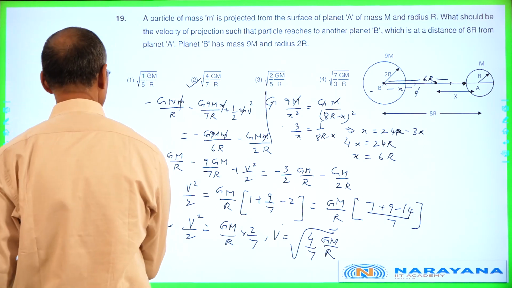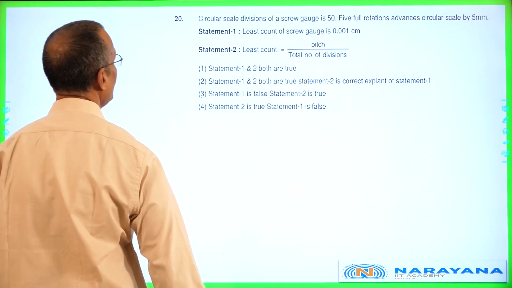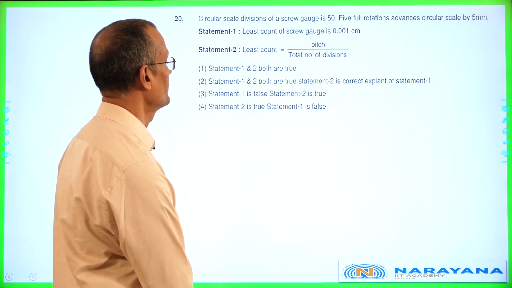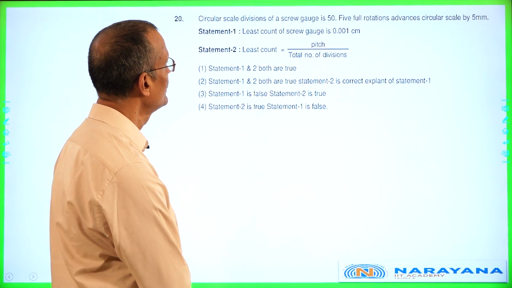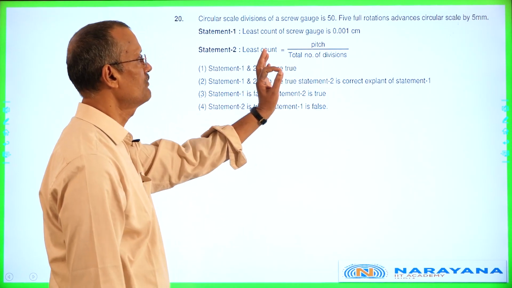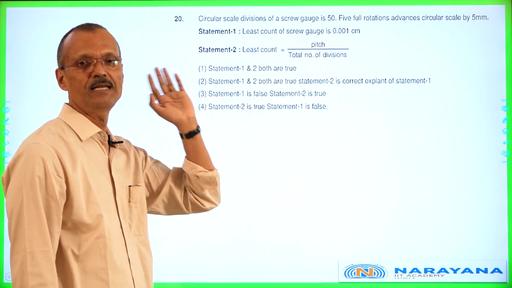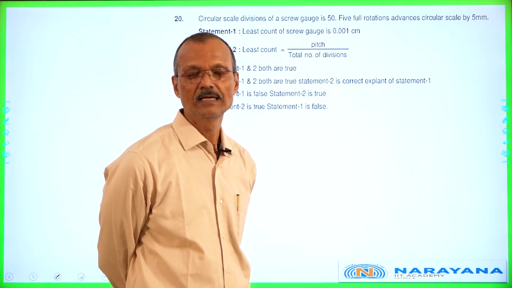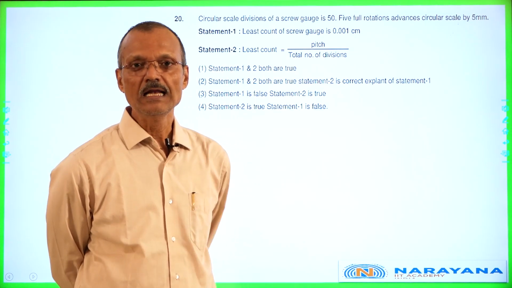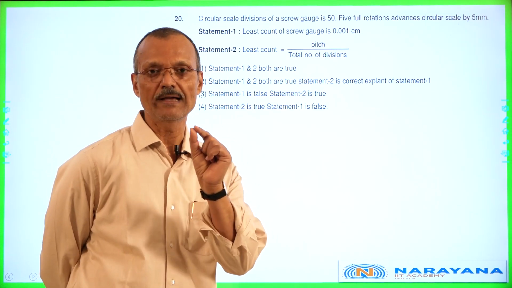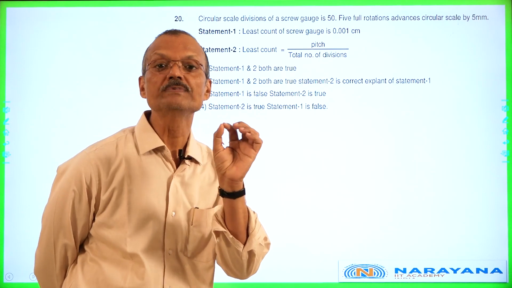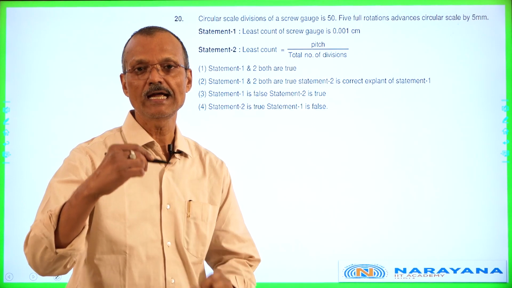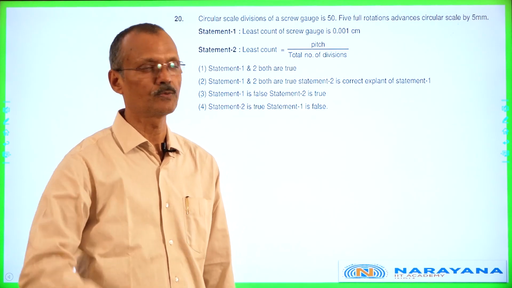Now, I am moving to question number 20. Circular scale division of a screw gauge is 50. 5 full rotations advance the circular scale by 5 millimeter. What is pitch in a screw gauge? Linear distance traveled by the tip of the screw when we give one complete rotation to the head scale of the screw, or head of the screw.